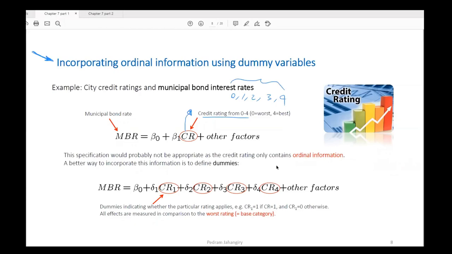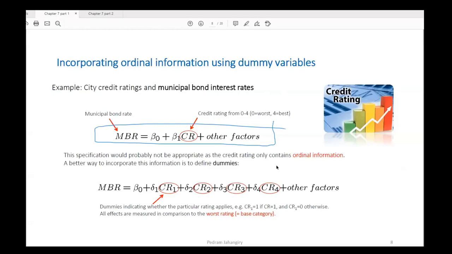Now, this suggests that this is an ordinal variable. What does ordinal mean? Ordinal means that if your credit rating is 3, it doesn't mean that it is 3 times better than 1. If your credit rating is 4, it doesn't mean that it's 4 times better than 1 or 2 times better than 2. It just says that 4 is better than 2, but it's not twice. 3 is better than 1, but it's not 3 times. So this is an ordinal variable. For an ordinal variable, if I set up the model like this, this is a wrong setup.